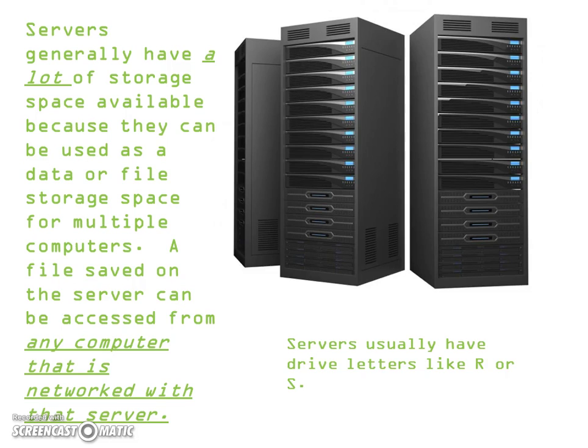So when you go to click on My Computer to see what drives are available, you're going to see C, the letter C for our local hard drive. You'll probably see D for a DVD drive, whether or not there's a disk in there. You might see E, F, or G if you have a USB drive plugged in. And then below that, you might see R or S for a server.